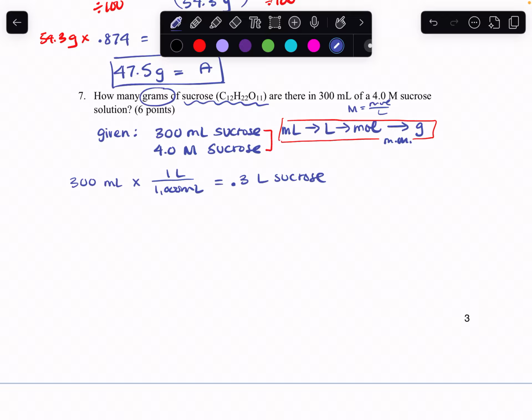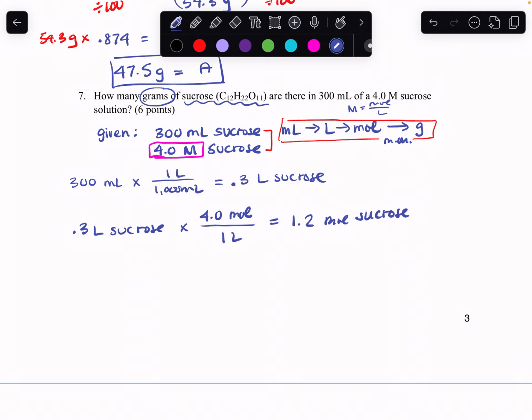So now how do I go from liters to moles? Well, I do see this handy molarity here. That is moles per liter. So use it as a conversion factor. Bring down your 0.3 liters, and if I want to get moles, I'm going to put the 4.0 moles on the top, 1 liter on the bottom, and that will give me 1.2 moles of sucrose.